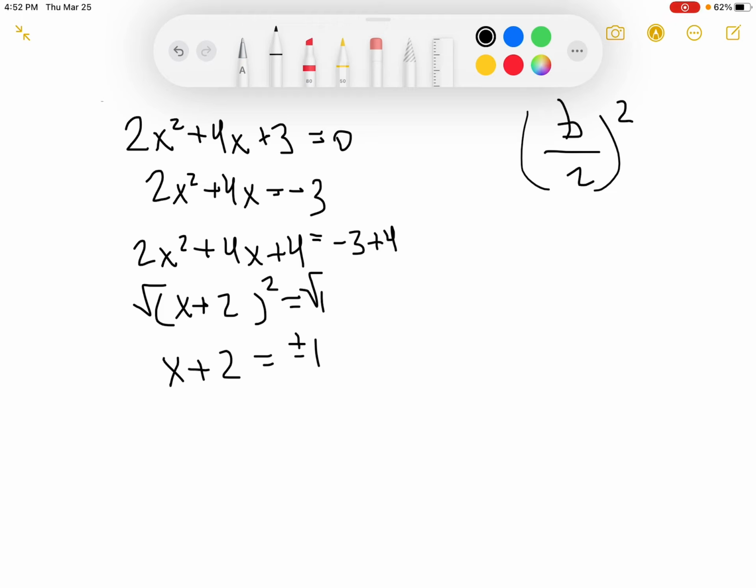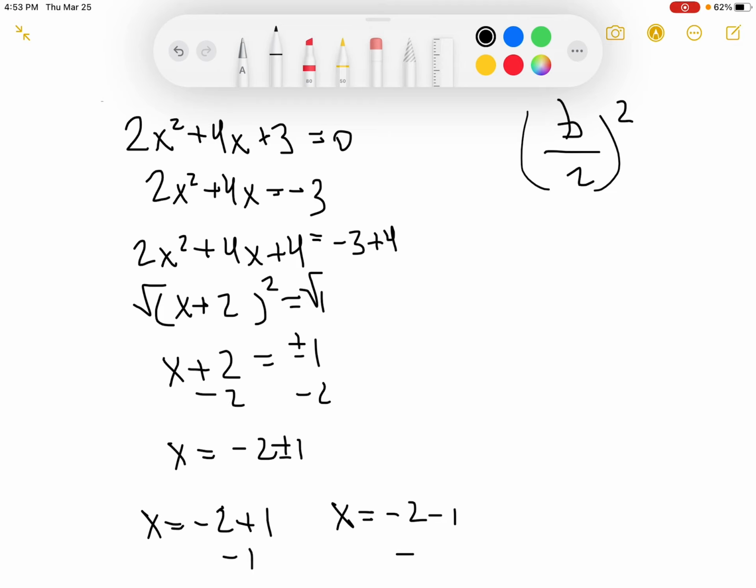So now you have to move this to the other side so that x is by itself. And now you have x equals negative 2 plus or minus 1. So now we have two different equations. X equals negative 2 plus 1, and x equals negative 2 minus 1. So our zeros are going to be negative 2 plus 1, which is negative 1, and negative 2 minus 1, which is negative 3. So our two zeros are negative 1 and negative 3.